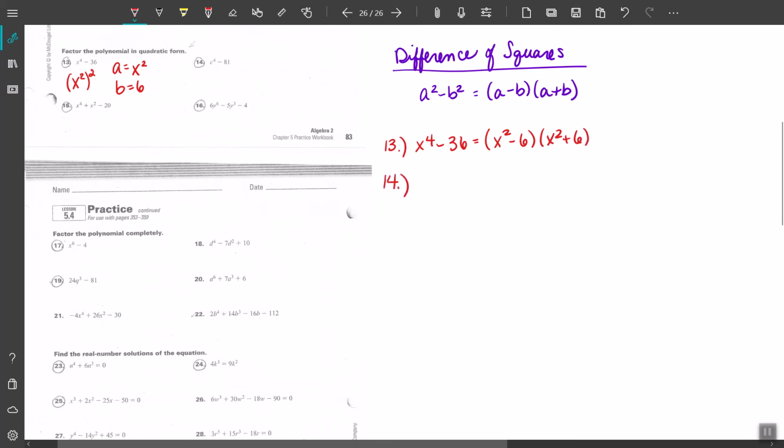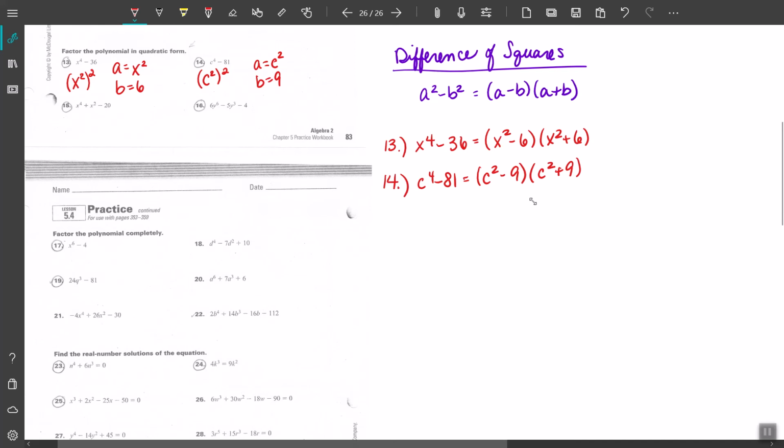The same thing on number 14. So if you look at that c to the fourth, that c to the fourth really has a squared value in it. That's really c squared squared. So c to the fourth is actually a perfect square. We know 81 is a perfect square. That would be 9. So that makes your a value here c squared, your b value 9. There's a subtraction sign there, so it follows this pattern for difference of squares. So c to the fourth minus 81 equals c squared minus 9 times c squared plus 9.